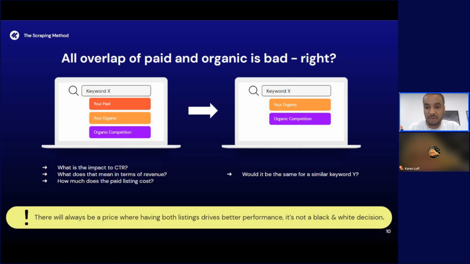What impact would that have on your click-through rate? What does that mean in terms of your revenue? And how much does the paid listing cost? Is it actually worth removing it? And how would that change the landscape? The answer to this will always be that there will always be a price where having both listings drives better performance. It's never a black and white decision. Things can change per keyword and also change on a daily basis.